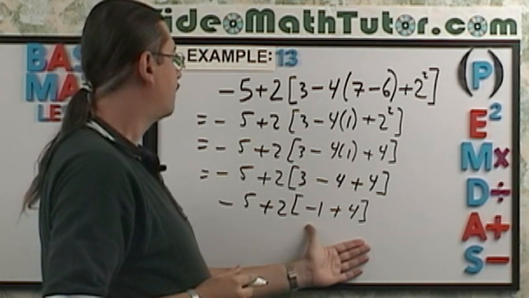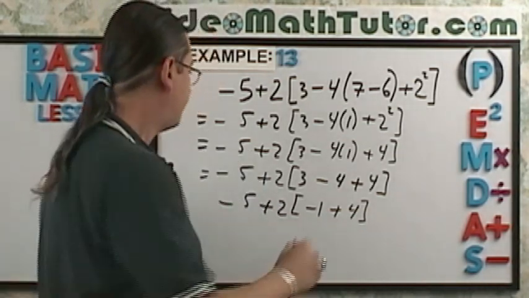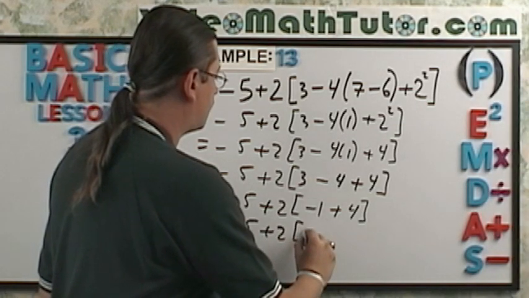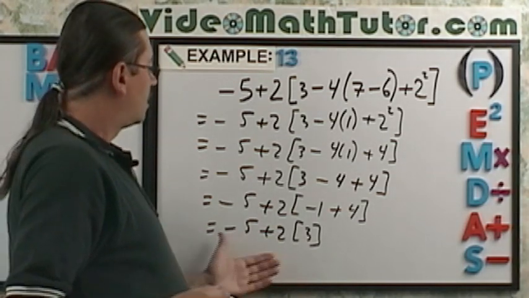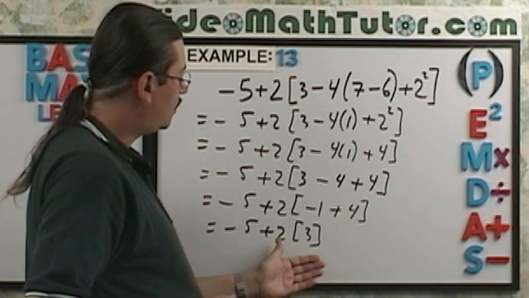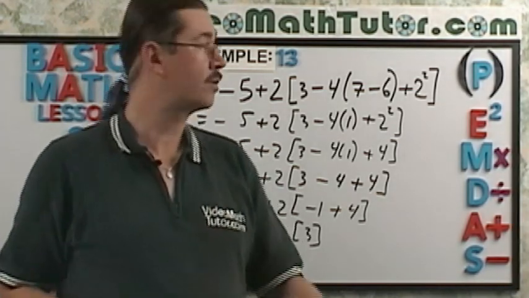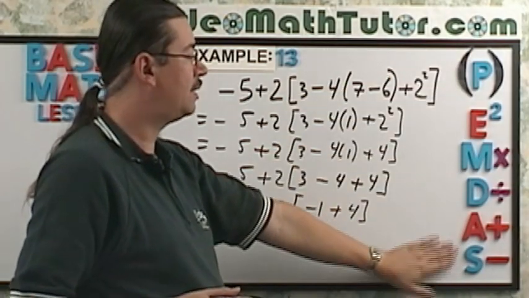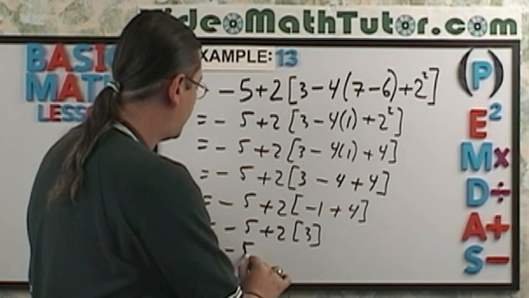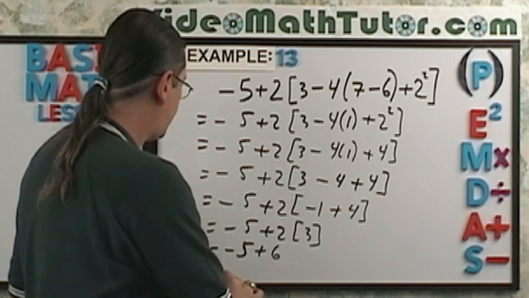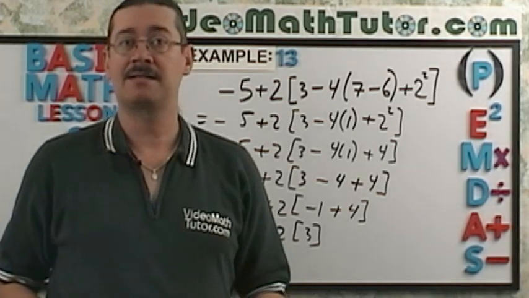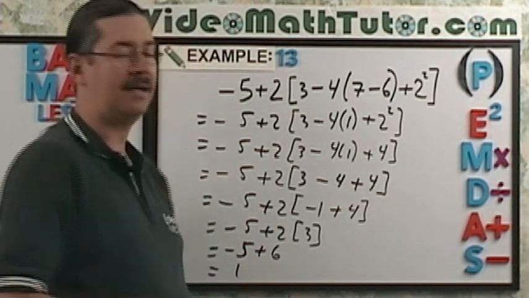Now let's perform this operation. Negative 1 plus 4 is 3. Now, looking at this expression, I have negative 5, and it's being added to the quantity 2 times 3. So the order of precedence here is I need to do multiplication before I do any additions or subtractions. So 2 times 3 is done next. So this is equal to negative 5 plus 6. And finally, negative 5 plus 6 is 1. And that is my final answer.